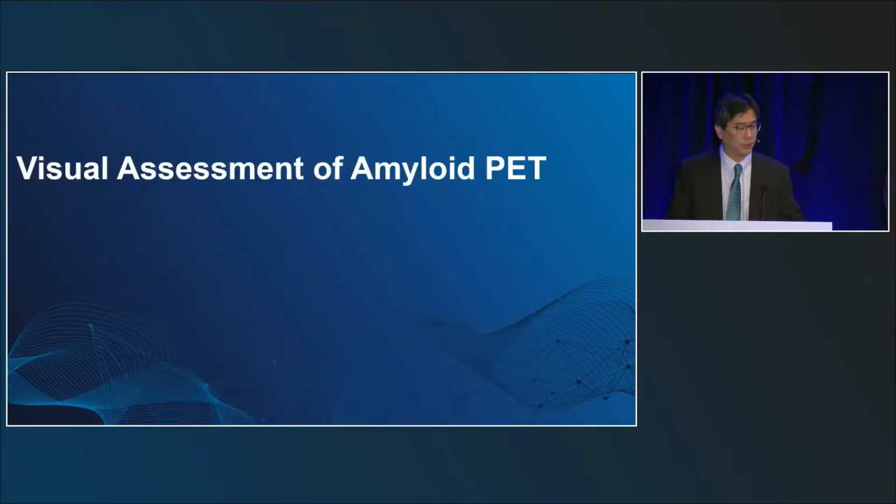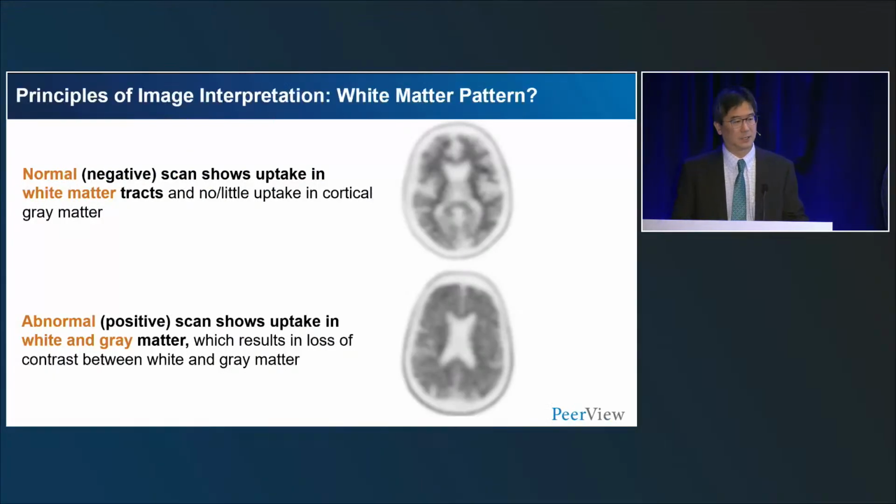And I'm going to move on for the sake of time. Let's talk about the visual assessment of amyloid PET scans, okay? There are 3 F18 approved tracers, but they all have a similar basic principle of image interpretation, where they all will radioactively stain the white matter.